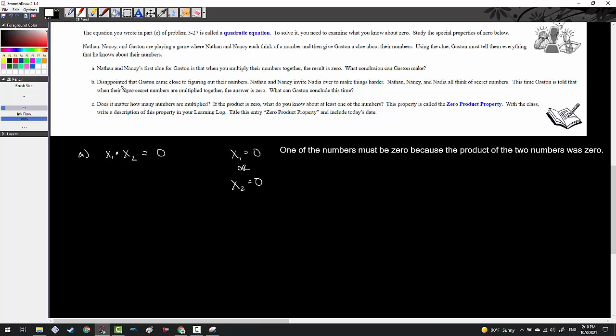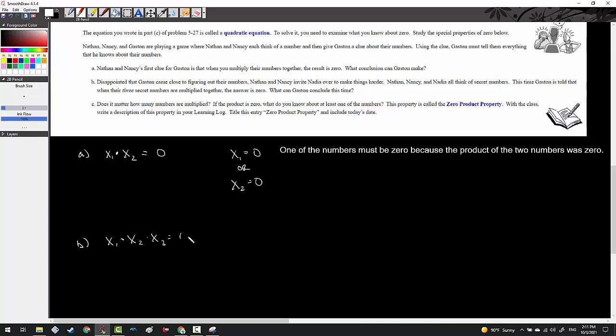And it says, disappointed that Gaston comes close to figuring out their numbers, Nathan and Nancy invite Nadia over to make things harder. And then they think of their secret numbers. And this time they said that when their three numbers are multiplied together, the answer is still 0. What conclusion can Gaston make? Well, again, it doesn't matter. We'll throw Nancy into the mix. We'll throw all kinds of people into the mix.